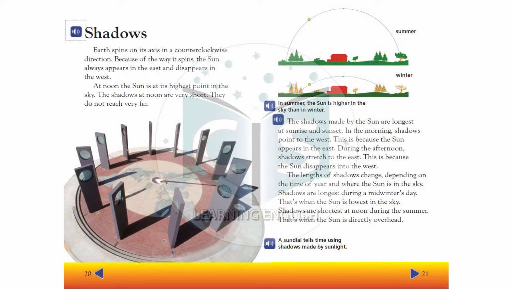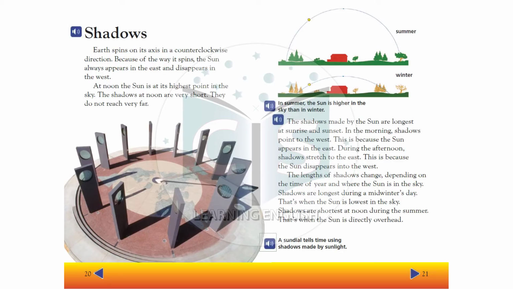Shadows. Earth spins on its axis in a counterclockwise direction. Because of the way it spins, the sun always appears in the east and disappears in the west. At noon, the sun is at its highest point in the sky. The shadows at noon are very short. They do not reach very far.